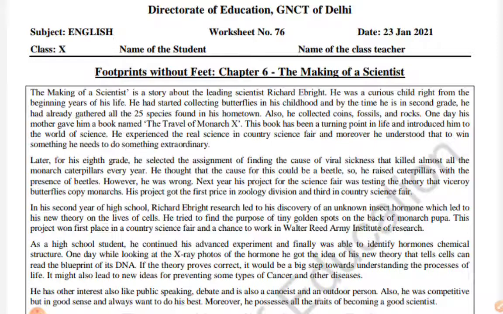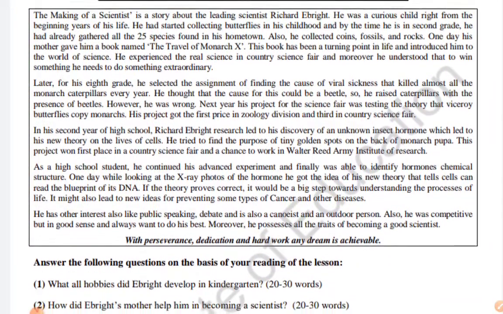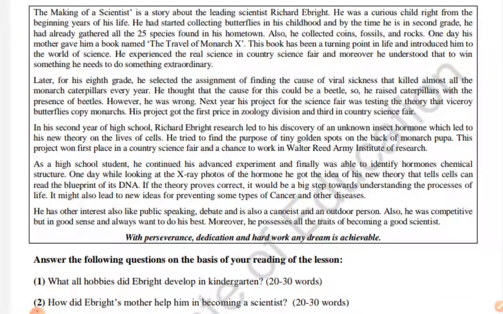The topic of today's worksheet is chapter 6, The Making of a Scientist. There is an extract or summary given, and we have to do the question answers of the chapter. The Making of a Scientist is a story about the leading scientist Richard Ebright. He was a curious child right from the beginning years of his life.